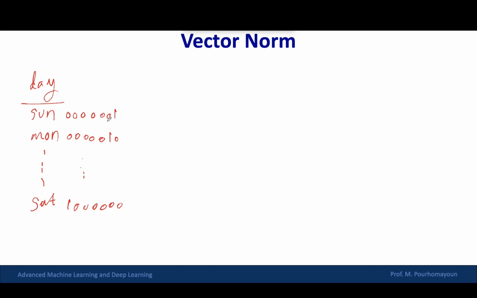So now, in natural language processing, in NLP, when we want to work with words, we have hundreds of thousands of words. If we want to do one-hot encoding for the words, then we need to add hundreds of thousands of features to your algorithm, which is not doable.